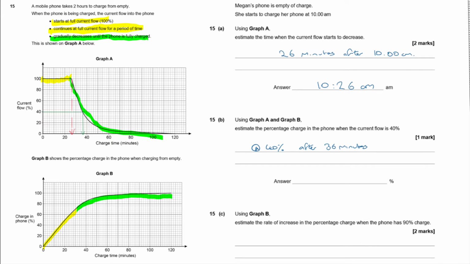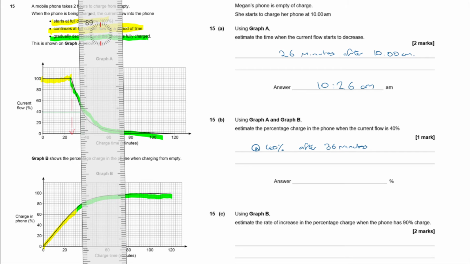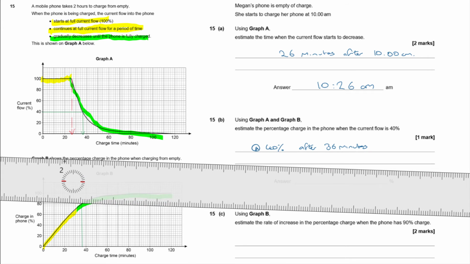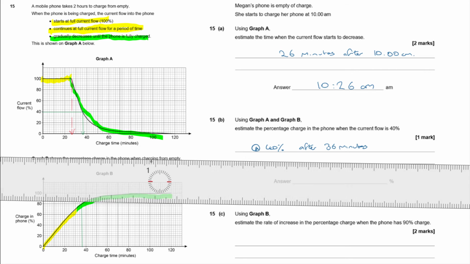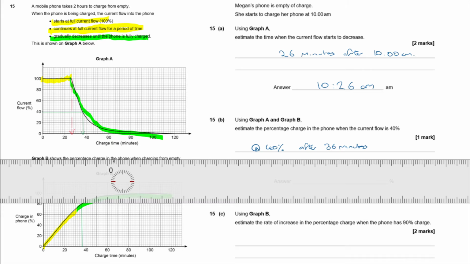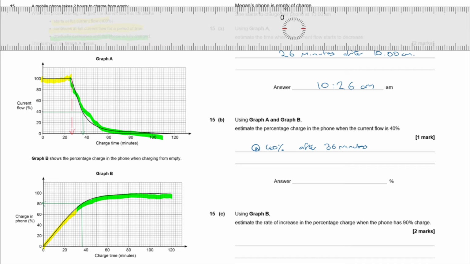Okay, so if we look up 36 minutes on the second graph then, until we hit the curve. So if we look up from 36 until we hit the curve there and read across, you see, I think we're at 80, aren't we? Okay, so the charge in the phone at 36 minutes is going to be 80%.